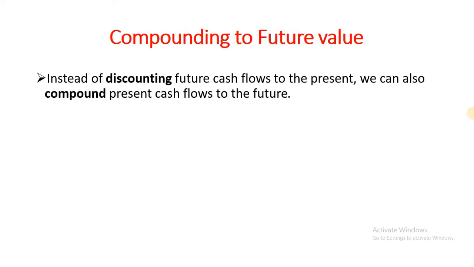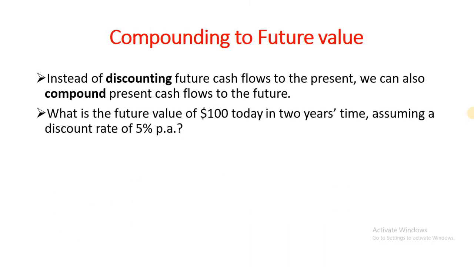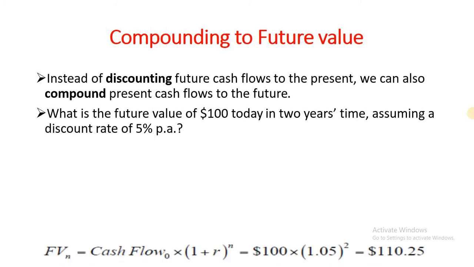Now let's compute future value. To compute future value, we can do compounding. When we find present value, we do the discounting. To find out future value, we need to compound present cash flows to the future. Let's look at an example. What will be the future value of $100 after 2 years if your discount rate is 5%?